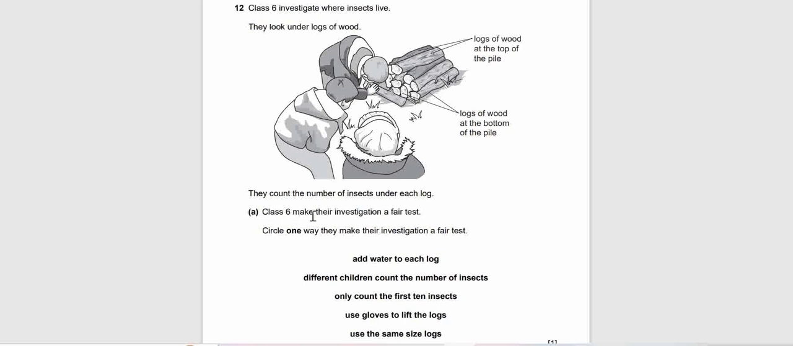Question A. Class 6 make their investigation a fair test. Circle one way they make their investigation a fair test. Is it add water to each log? Different children count the number of insects, or only count the first 10 insects? Use gloves to lift the logs, or use the same size logs? 10 seconds from now.